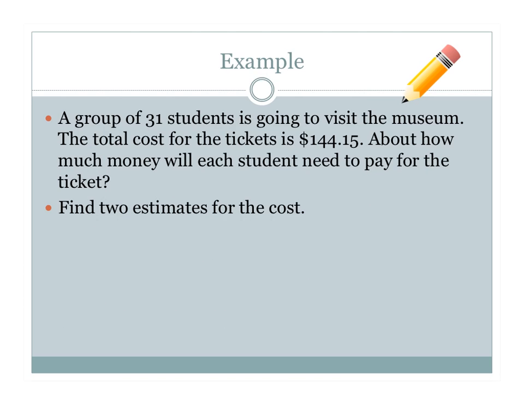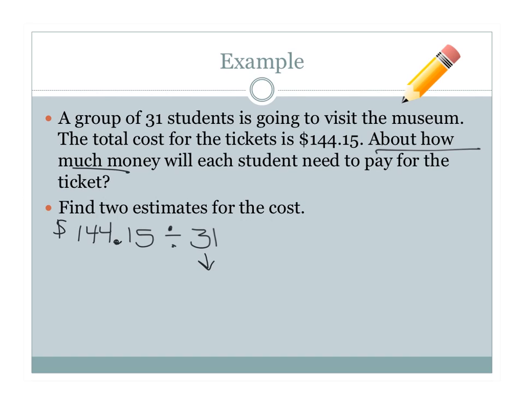Let's see an example. A group of 31 students is going to visit the museum. The total cost for the tickets is $144.15. About how much money will each student need to pay for the ticket? Well, let's find 2 estimates for the cost. First, I'm going to write out my problem horizontally. So I have $144.15 divided by 31.